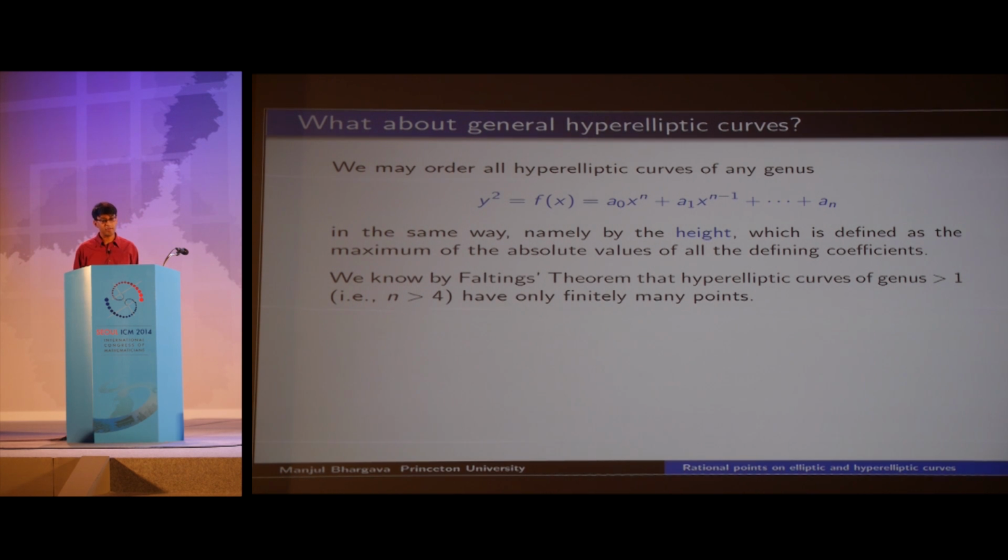And remember that we know by Faltings's theorem that hyperelliptic curves of genus bigger than 1, in other words n bigger than 4, have only finitely many rational points. So y squared equals f of x, where f of x is a polynomial of degree at least 5, always has at most finitely many rational solutions. But remember I said that even though we know there are finitely many solutions, there's no known algorithm to find those rational solutions.